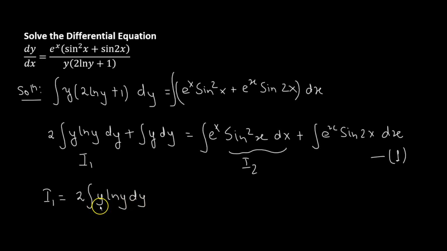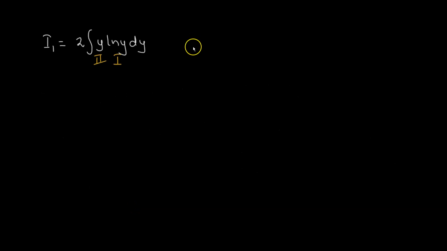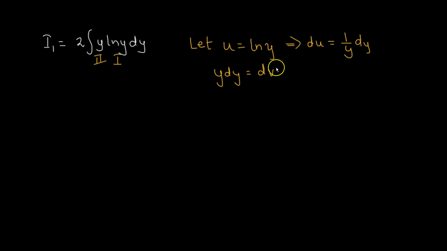So here we have the product of two functions, y and log y. We'll use integration by parts. So let u be equal to natural log of y, such that when we differentiate both sides with respect to y, we get du equals 1 over y dy. Then we will consider y dy equals dv, such that when we integrate both sides and solve for v, we get v equals half y squared.